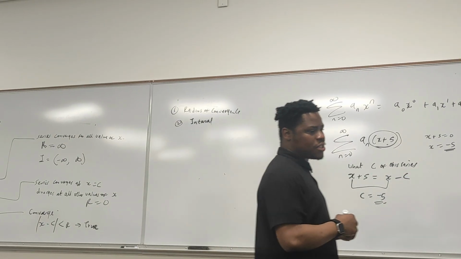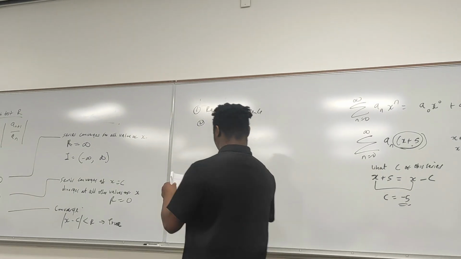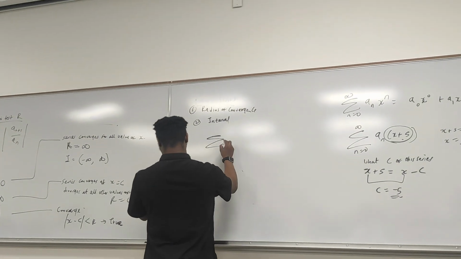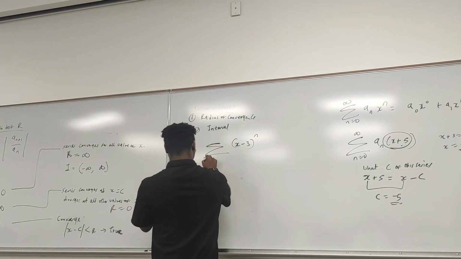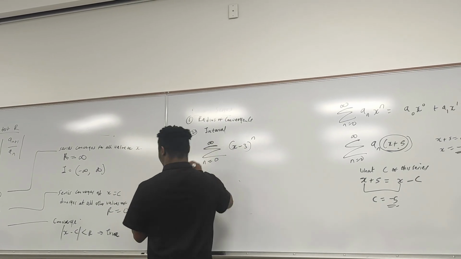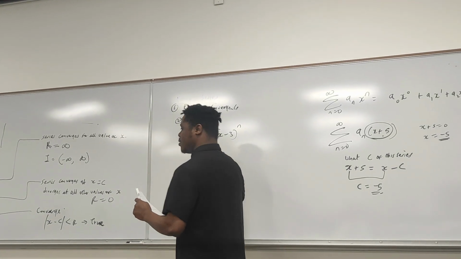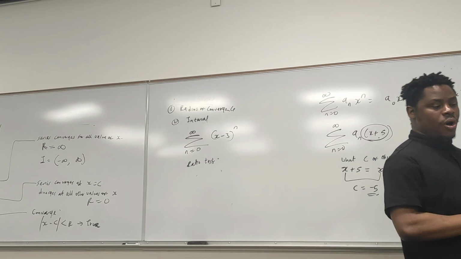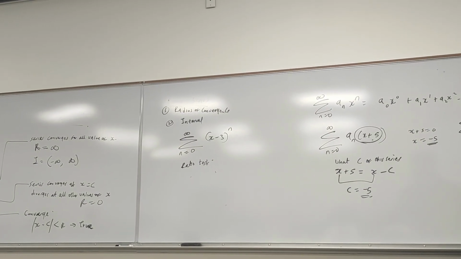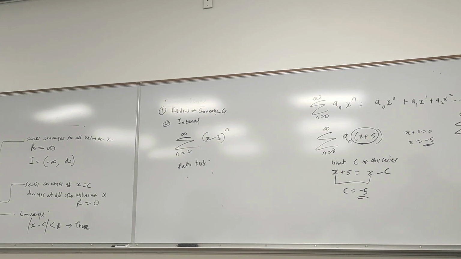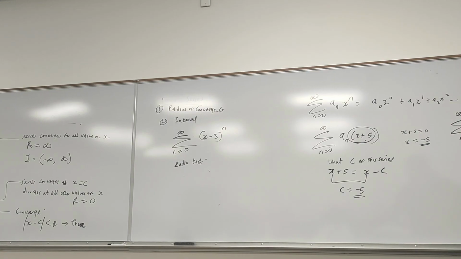And here is the question. The question is the summation of (x minus 3) to the n, n from 0 to infinity. We're using the ratio test. Okay, we know what the ratio test says. Does anyone know how to start here? So you have the ratio test, and we're using it to do this. Anyone know how to start?